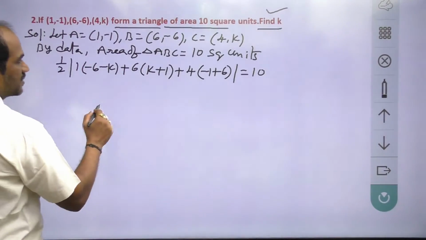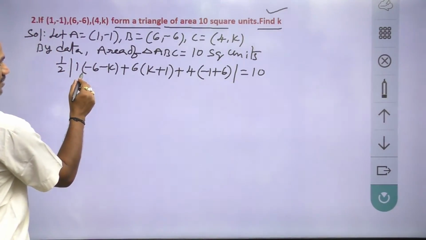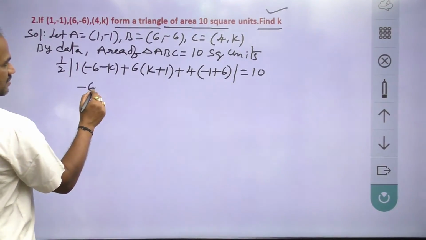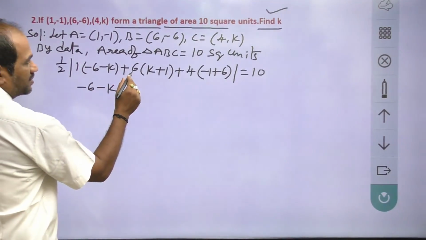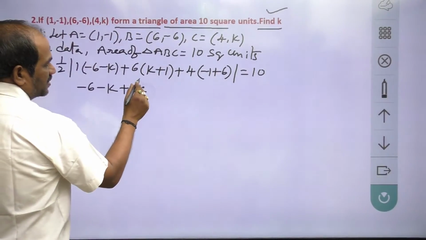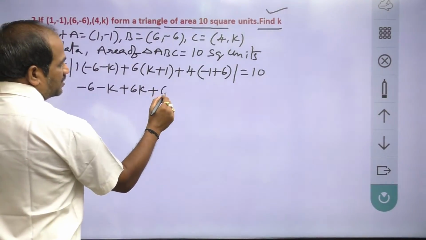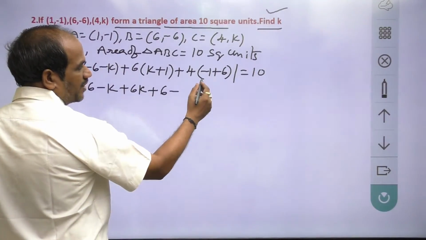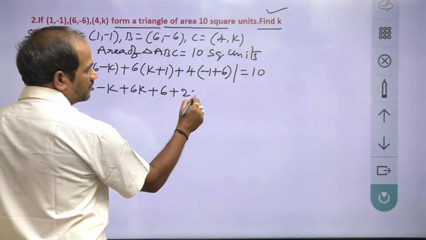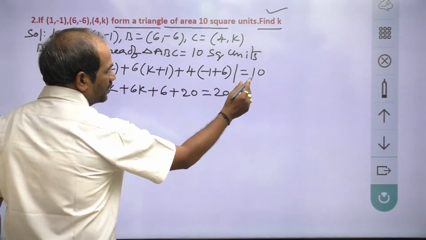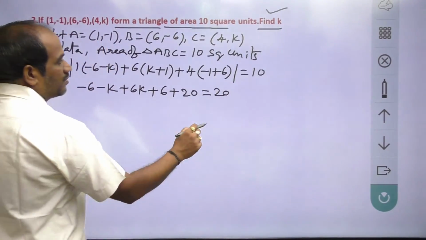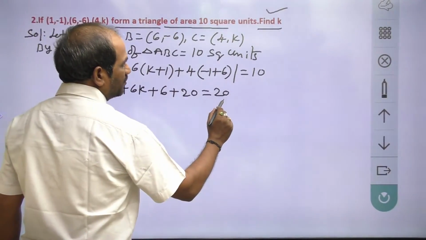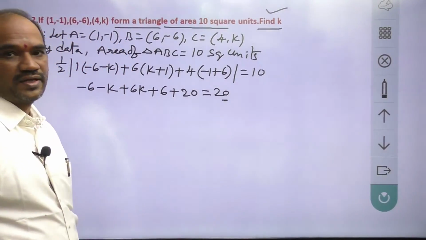Right, see here, in this we cross multiply the 2. Next, the remaining values: 1 into minus 6 is minus 6, here minus k, next plus 6k, 6 into 1 is 6, next 4 into 5, that is 20. On the other side, 2 into 10 is 20.